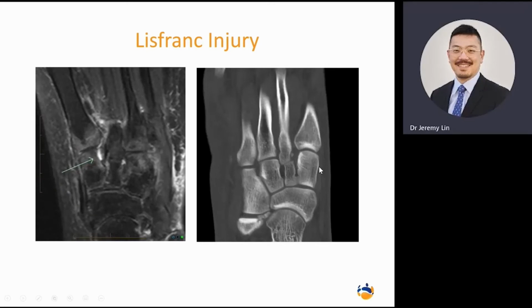This is an example of the same injury on CT and MRI. On CT, you can see that there are small, subtle avulsion fracture fragments indicating that there is injury of the Lisfranc ligaments. And on the MRI, you can see that the ligament itself is actually disrupted and there is adjacent subtle marrow edema.